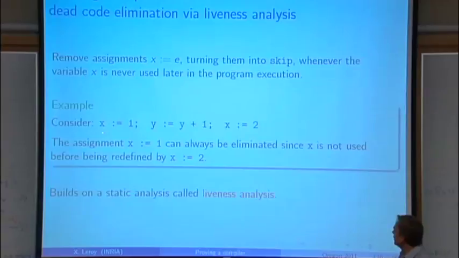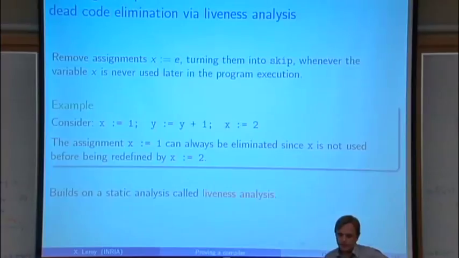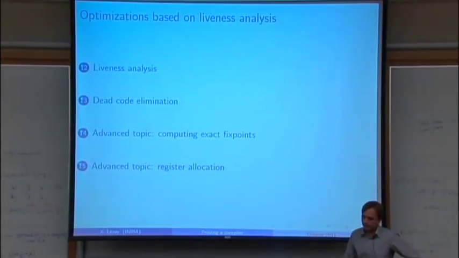You assign 1 to x, then do some computation that doesn't involve x, then reassign a new value to x, okay? This assignment is useless. If you remove it, nothing changes because this computation doesn't use x, and from this point on, x has a new value, which is 2. This is the kind of thing we want to optimize, and for that we need a static analysis called liveness analysis. So let's start with that.